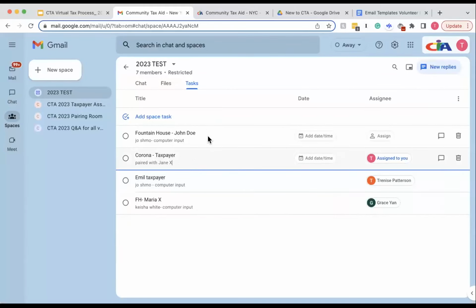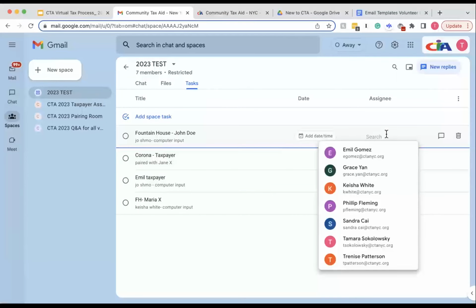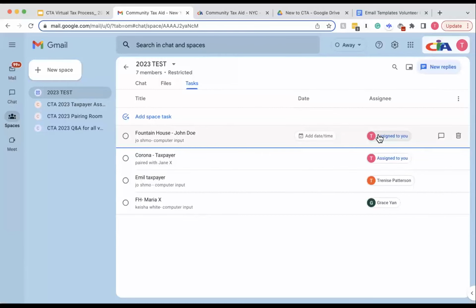So in Fountain House John Doe, I see that there's nobody assigned here. So I'm going to go ahead and press on this assignee, and a list of all the people in this space comes up, and I can say, okay, I'm working on it. I see my name here, Tamara Sokolowski, press on my name, assigned to me. So that sends an alert to the assistant managers. Now we can go ahead and send all the documents to the person assigned. And I just want to show you what that email looks like, so you can see when it comes into your inbox.